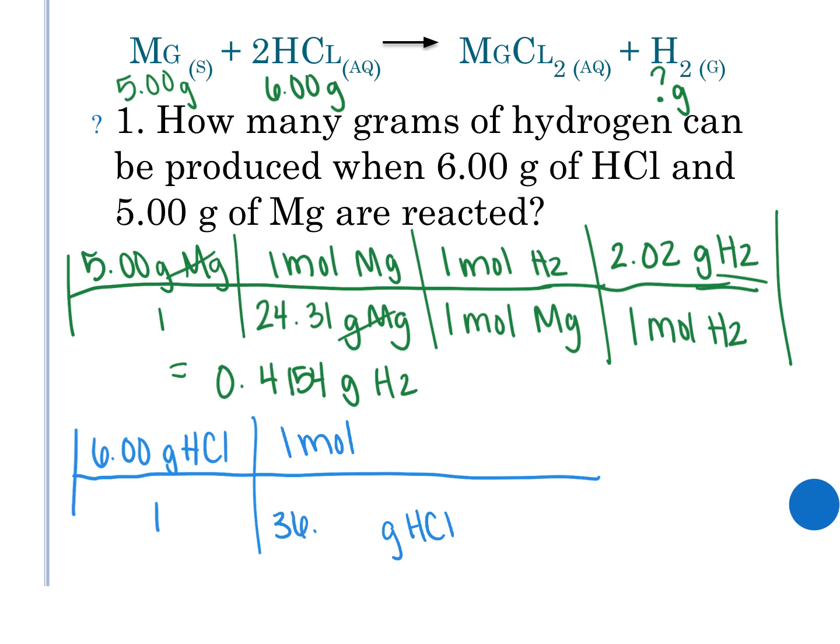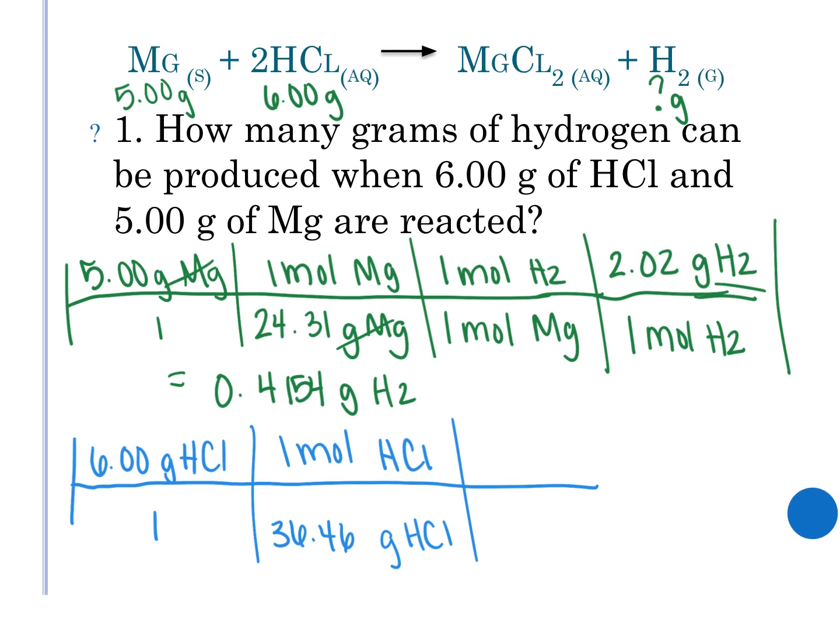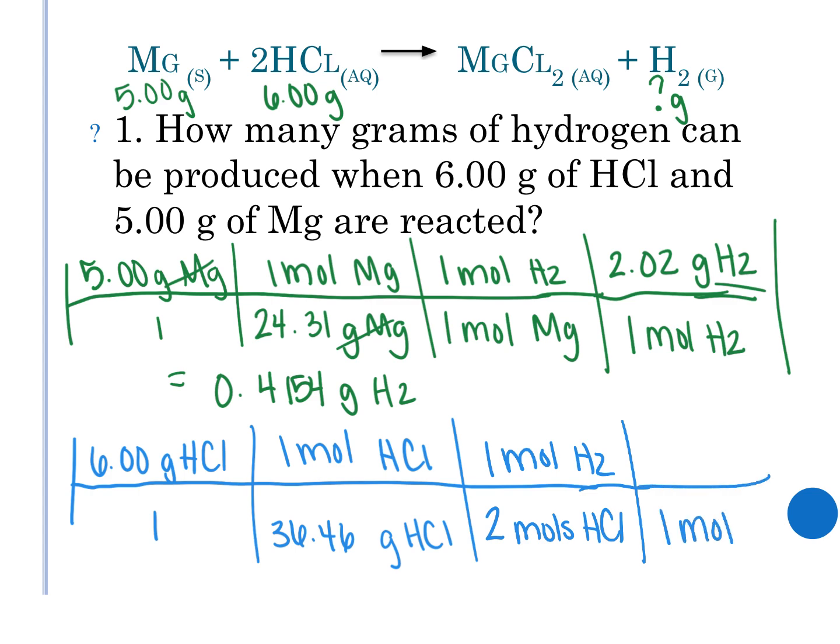36.46. Thank you. Okay, and now what's the ratio between hydrochloric acid and hydrogen? 2 to 1. Okay, so for every 2 moles of HCl, we get 1 mole of H2. And then what unit do we have to convert back to? Back to grams. Here's the nice part. On this final step, you will always end with the same product. So if we already found the molar mass on like the first calculation, can we just copy it down here? Yeah. So then I know it's just 2.02 grams.